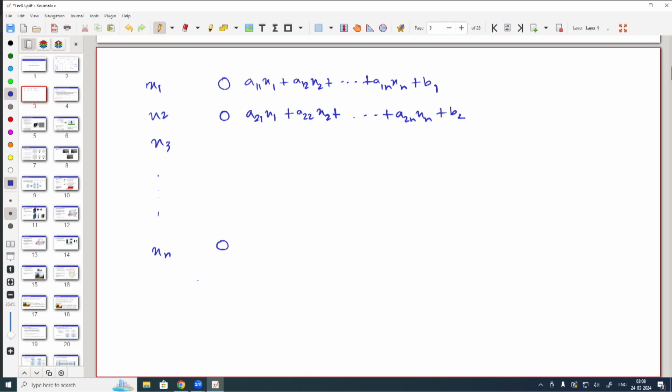So, if I have some m neurons here, this last one will compute a m1 x1 plus a m2 x2 and so on up to a m n xn plus b m. Right. So, if I had m neurons in this layer, then the linear part of each of these neurons will compute these individual functions. So, how can I represent this whole thing compactly using linear algebra?